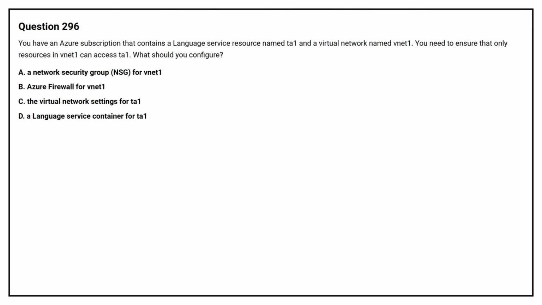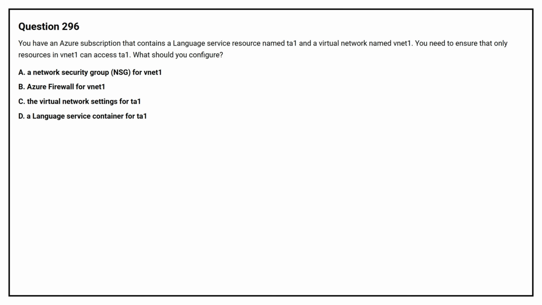You have an Azure subscription that contains a language service resource named TA1 and a virtual network named VNet1. You need to ensure that only resources in VNet1 can access TA1. What should you configure? Option A.